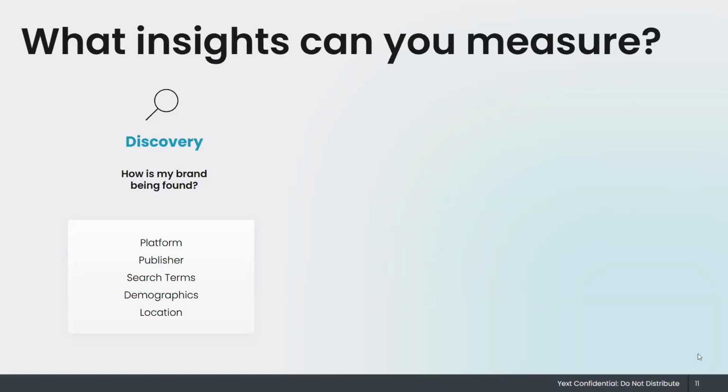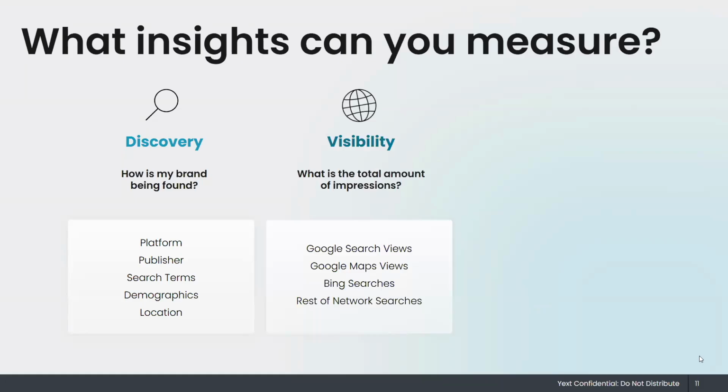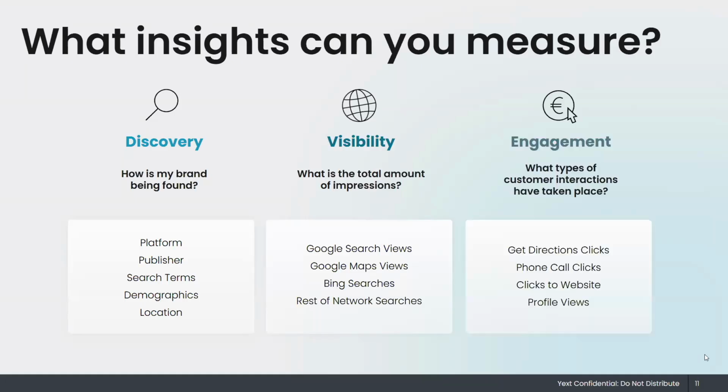Then we want to see the visibility. So it means how many times your brand was viewed. So your listing was viewed, your landing page was viewed. And the third one is the engagement. And engagement means how many times and how your customers are interacting with your brand. Are they clicking on phone call? Are they clicking on get directions? Are they ordering online? So how many times are they interacting with your brand?